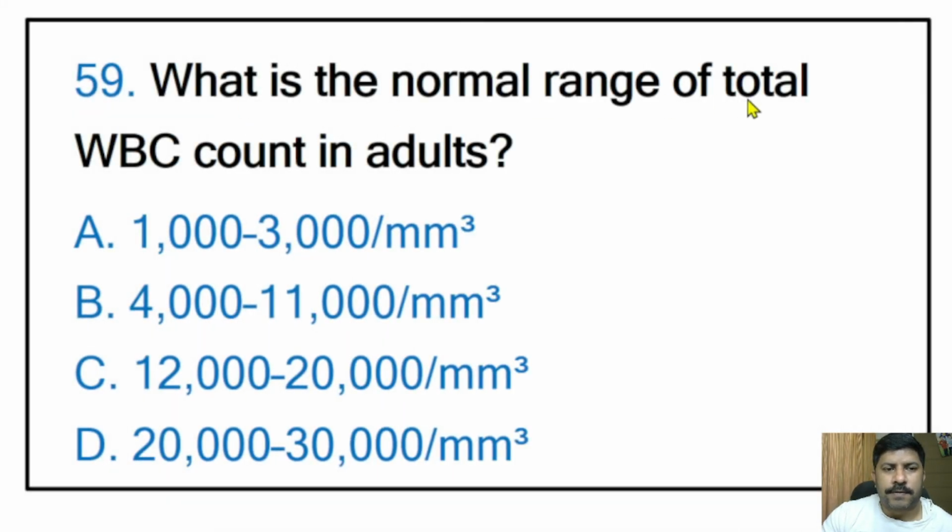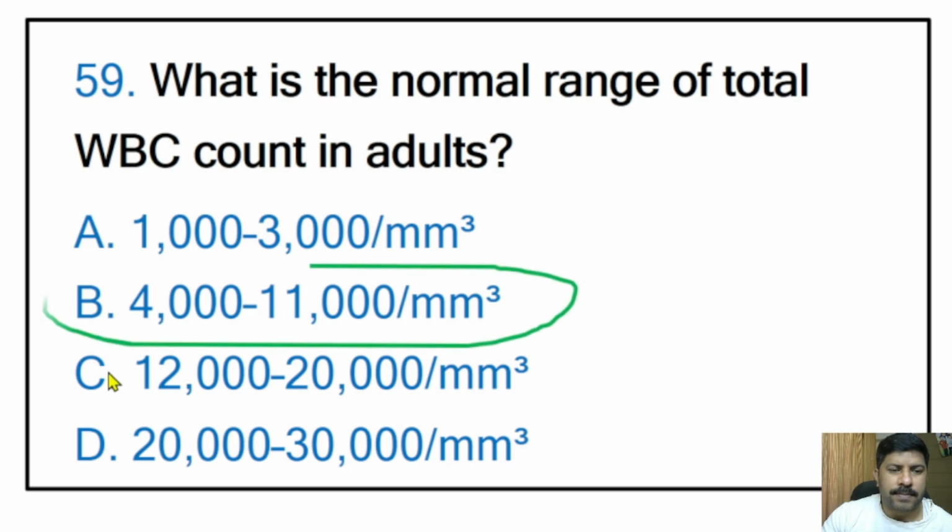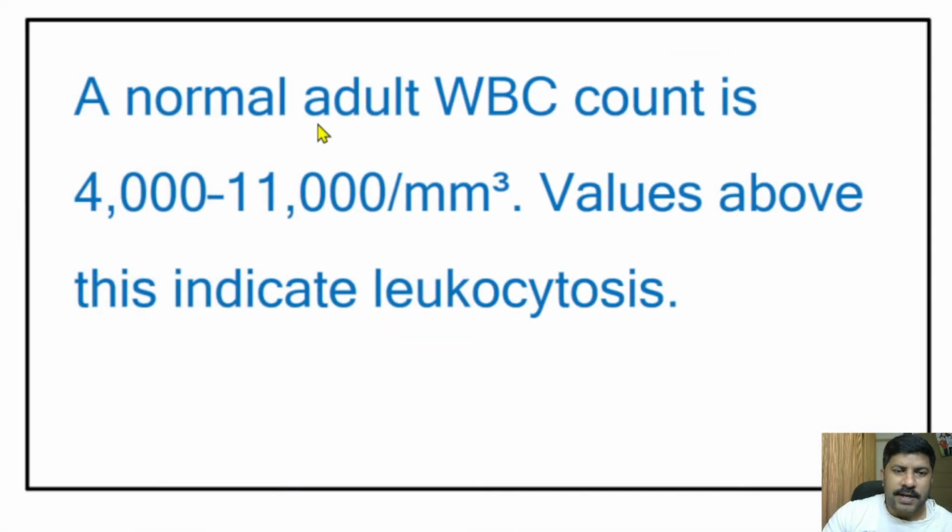What is the normal range of total WBC count in adults? 1000 to 3000 per cubic millimeter, 4000 to 11,000, 12,000 to 20,000, 20,000 to 30,000. The correct answer here, option B, 4,000 to 11,000 per cubic millimeter. A normal adult WBC count is 4,000 to 11,000. Values above this indicate leukocytosis, and values below 4000 indicate leukopenia. Not leukemia, it is leukopenia.